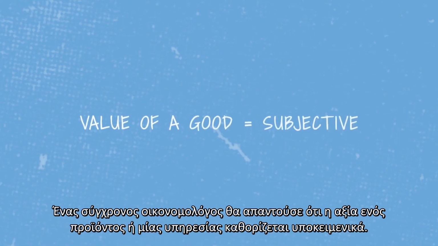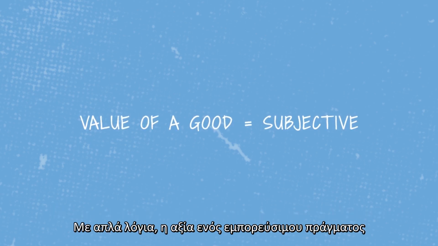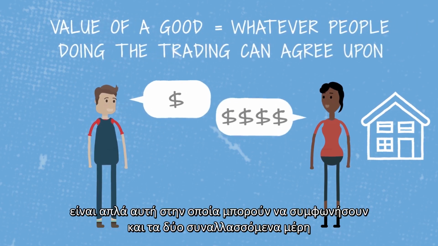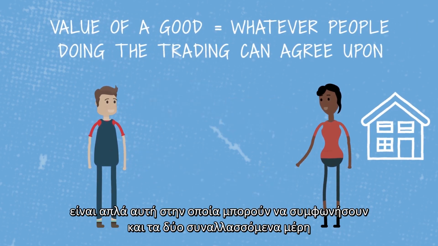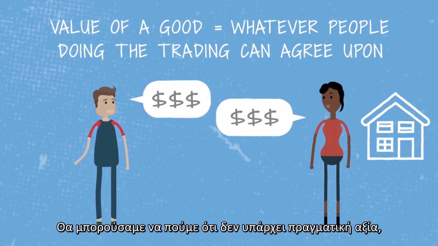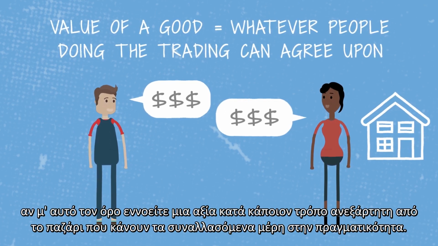A modern economist would answer that the value of a good or service is determined subjectively. To put it very simply, the value of the thing that's being traded just is whatever the people doing the trading can both agree upon within an exchange that each of them would prefer. You might say that there is no such thing as the real value, if you mean a value that's somehow independent of the bargain that the traders actually make.